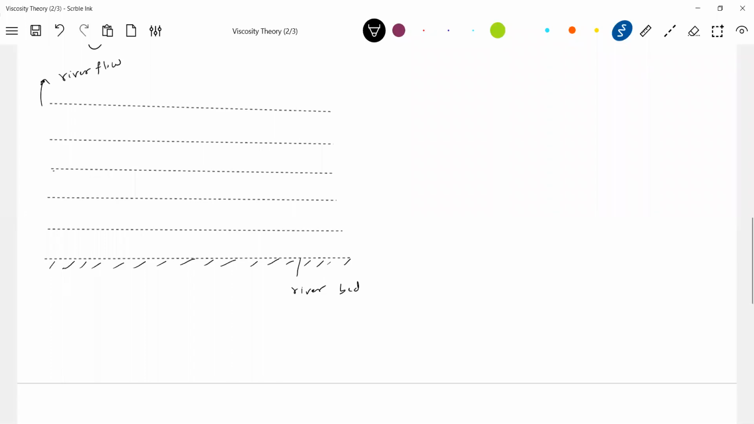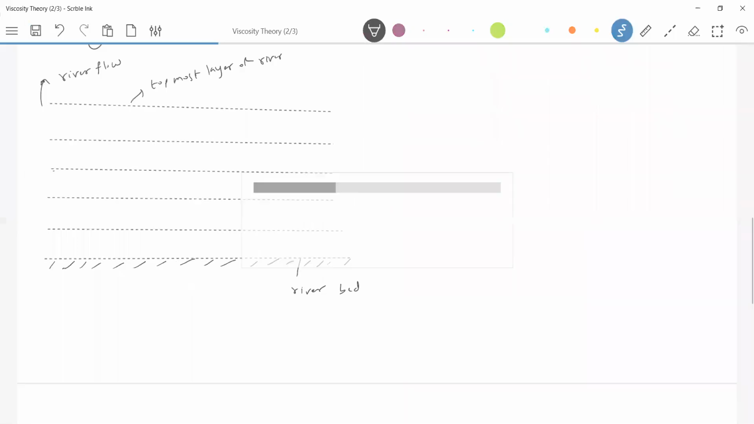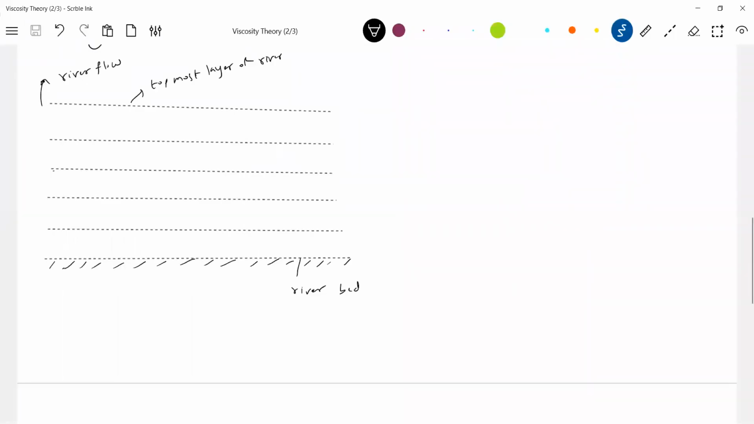We know at the river bed, what is the state of the liquid? It will be almost at rest, no? And the topmost layer of the river will have the maximum speed. As the depth increases, the velocity of the layers of the flowing river will decrease, and the layer at the river bed, which is in contact with the ground, will be at rest. Why do the different layers have different velocities? The reason is viscosity.